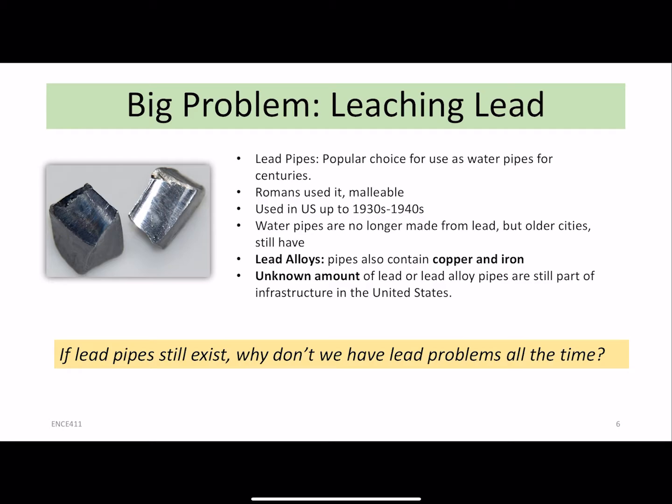But many cities in the U.S. and other countries have water distribution systems with lead pipes. They still have lead pipes. So there is an interesting question here. If we still have lead pipes, why don't we have lead problems all the time? And why do you think we don't have lead problems? Because they're coated in a protective layer.